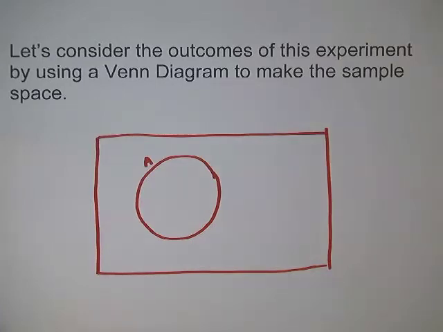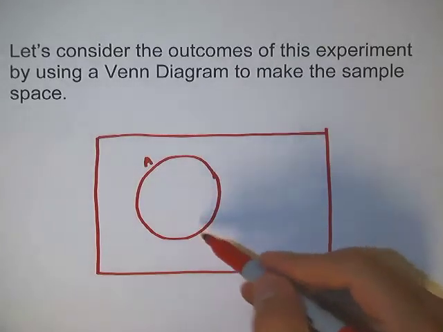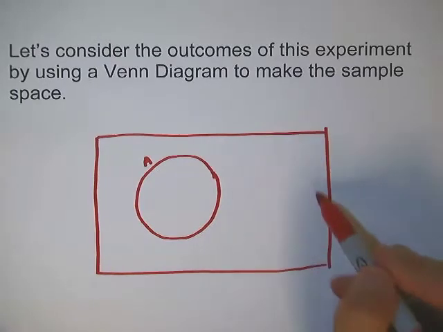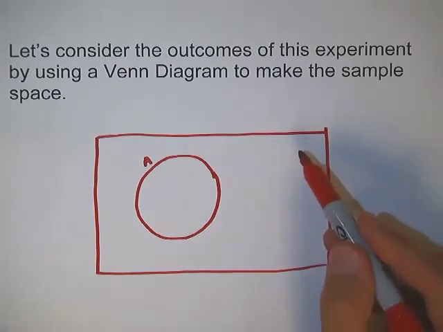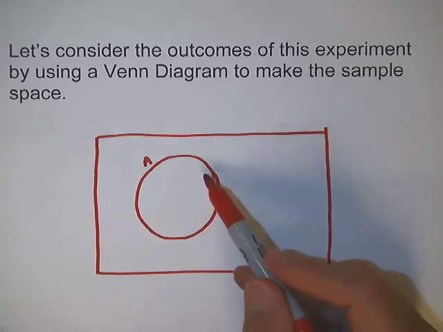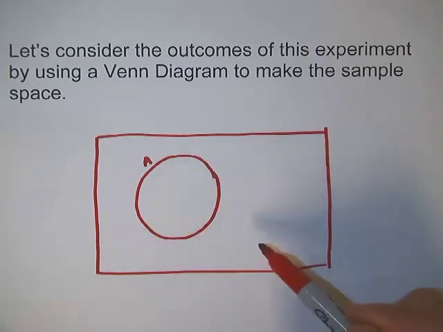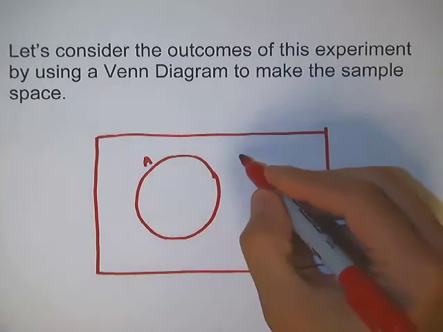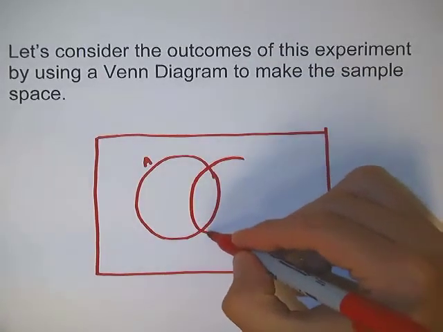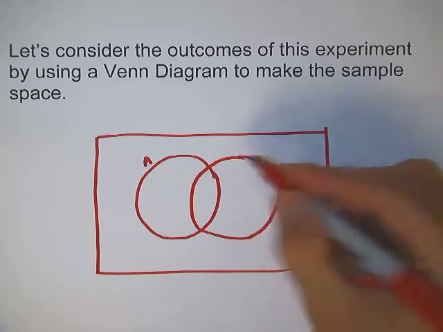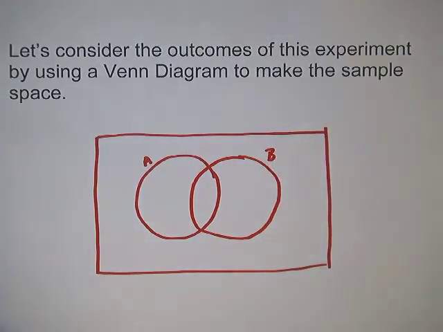Okay, so the question now is I want to make a circle for event B. Do I want it to overlap event A, or do I want it to be out here on its own, not overlapping event A? So the question is can a female also be left-handed? And of course, the answer to that is yes. So I'm going to draw my circle here to represent the set of all people that are left-handed. Basically this Venn diagram now displays four outcomes.